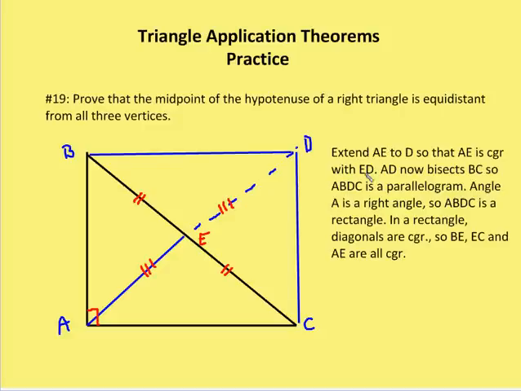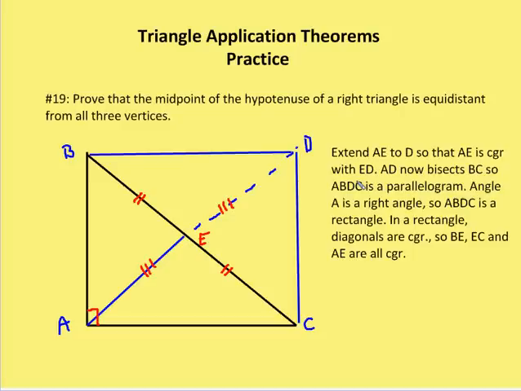So now I can say that AD bisects BC, and BC bisects AD. So ABDC is a parallelogram. If I have a quadrilateral whose two diagonals bisect each other, then it's a parallelogram. Angle BAC is a right angle by definition, since we're told BAC is a right triangle. So angle A is a right angle, and ABDC is a rectangle.